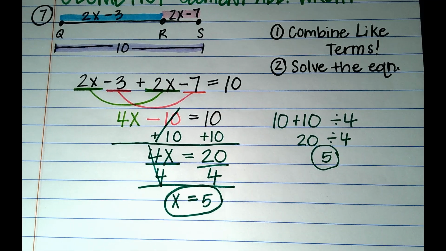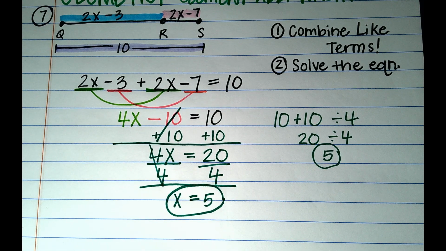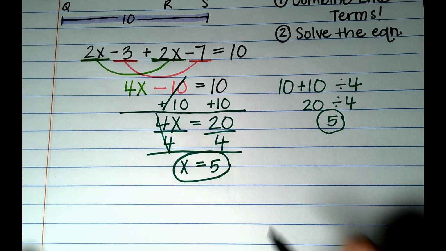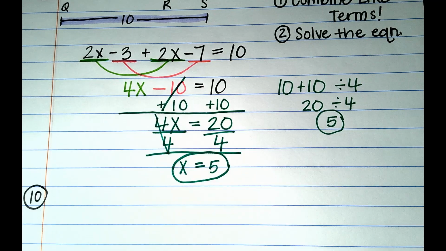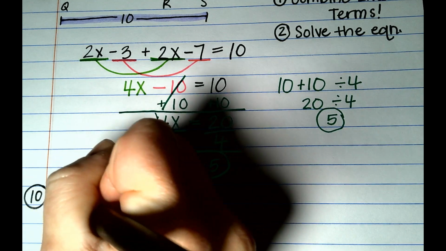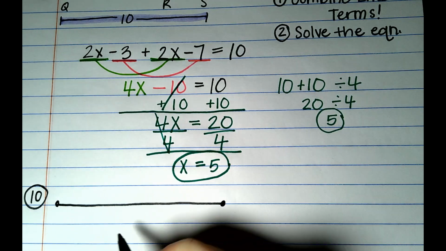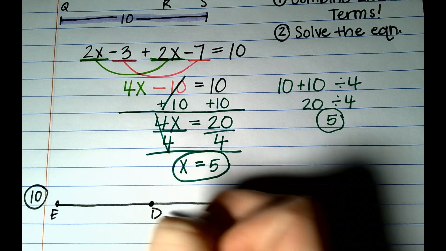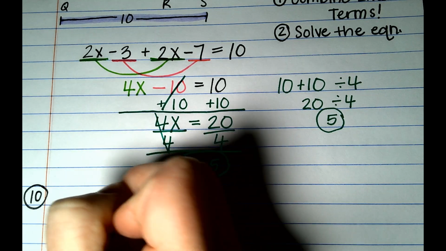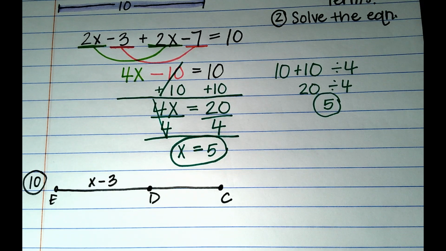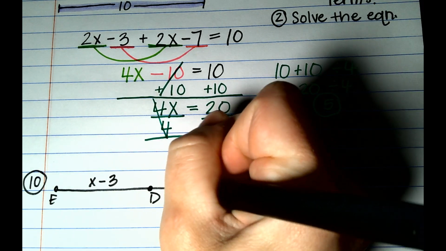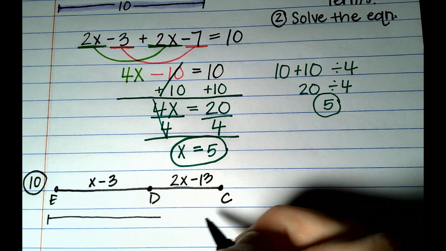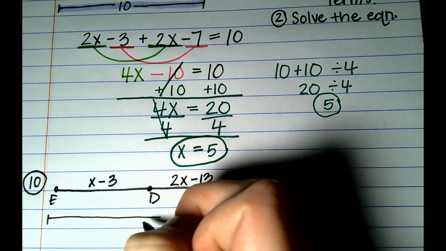Okay, questions on number 7? Okay, so that was 7. Let's look at 10 next. So for number 10, I'll just kind of redraw that picture again. We have from E to D to C, x minus 3 is ED, 2x minus 13 is DC, and from E all the way to C, the whole length, 8.